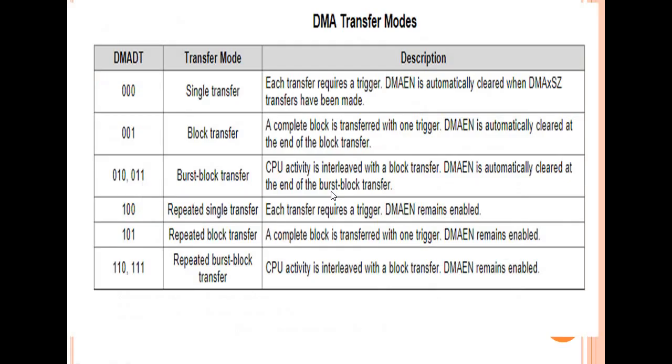And coming to the transfer modes in DMA, in total we have six transfer modes in DMA, which are selected with the help of the DMA DT bits. See, the first one is the single transfer mode. When your DT bits are 000, it is single transfer mode.